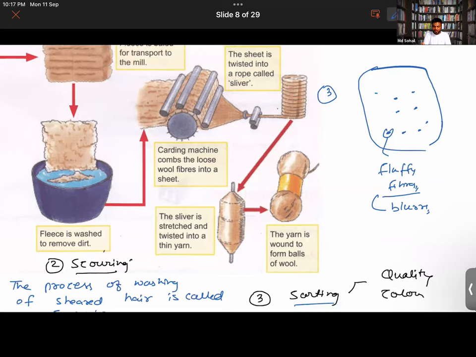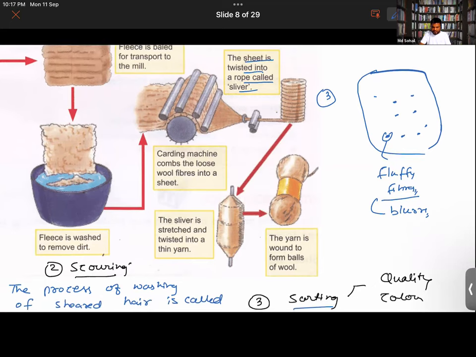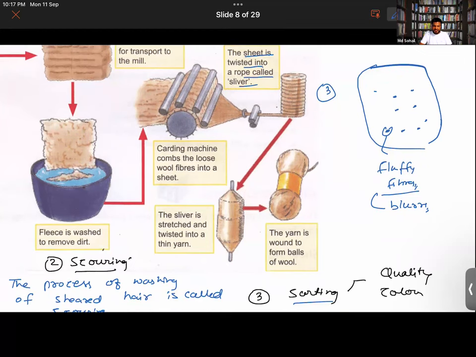Okay. Then in the next stage, what happened? The sheet is now twisted into a rope called sliver. It is called sliver, actually, not silver. S-L-I-V-E-R. Once the process of sorting has been done, and once you have removed the burrs from the woolen fiber, what you need to do is convert it into a rope-like structure. Getting it now?